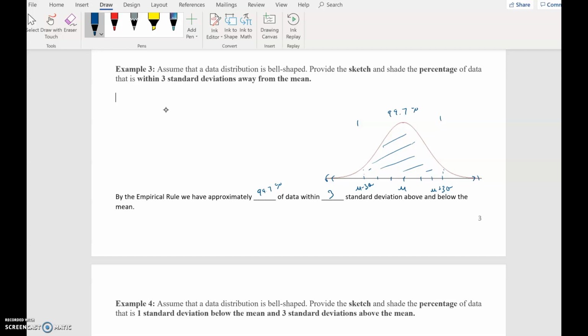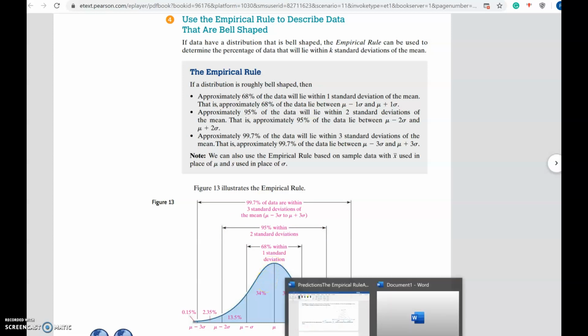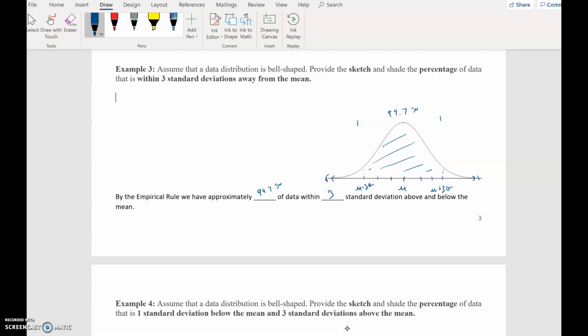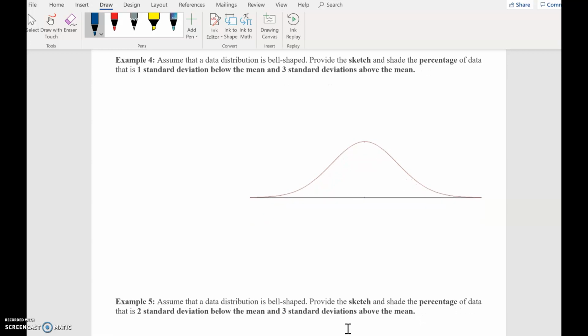So that's it for intervals that actually happen to be symmetrical. You're talking about, well, 3 above, 3 below is 99.7. 2 above and 2 below, it's 95, and then 68 within 1. Now, not all of your intervals are going to be symmetrical in this form. You may have some that are not symmetrical. So I'll let you guys do example 4.